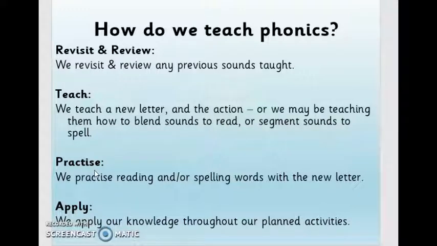We then apply our knowledge throughout our planned activities by having a go at reading sentences. We may, for example, have a simple sentence like, I can hop. If we were learning the camera word I, we would have a go at using a highlighter to find the camera word, and then we would continue sounding out the rest of the words in the sentence.